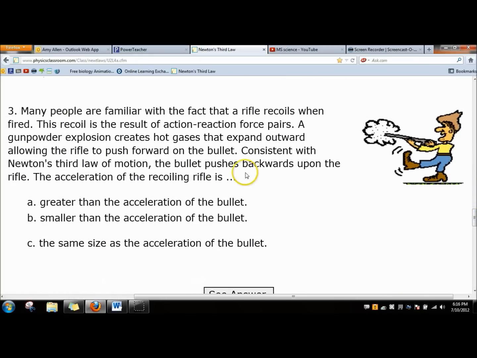Many people are familiar with the fact that a rifle recoils when it's fired. This recoil is the result of action-reaction force pairs. A gunpowder explosion creates hot gases that expand outward, allowing the rifle to push forward on the bullet. Consistent with Newton's third law of motion, the bullet pushes backwards upon the rifle. The acceleration of the recoiling rifle is A, greater than the acceleration of the bullet, B, smaller than the acceleration of the bullet, or C, the same size as the acceleration of the bullet. What do you think?